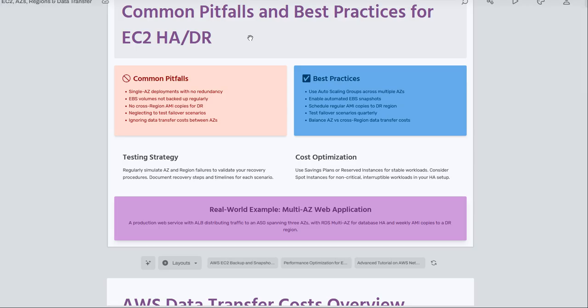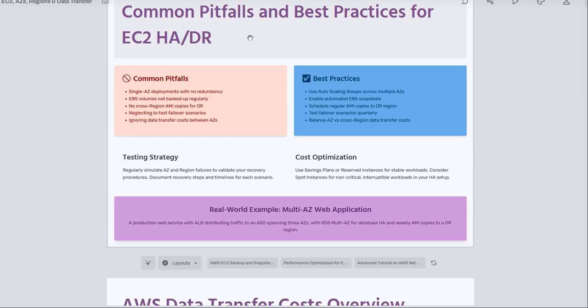And then ignoring data transfer cost between availability zones. You're thinking this is a free service, but it's not free. Data transfer between availability zones costs as well. Regardless of what the cost is, these are the best practices for high availability and disaster recovery.